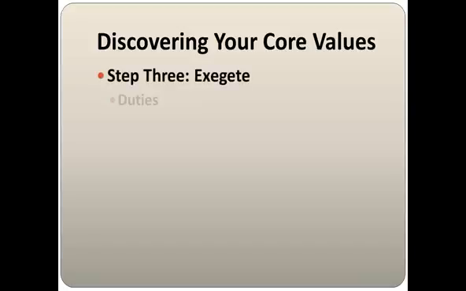Now let's look at step 3. You're going to exegete the core values. What do I mean by that? Well, here are your duties. Someone's got to interpret what you found and evaluated. Someone's got to translate it so people can understand it. Someone's got to explain what is there. Someone has got to interpret the ethos of your congregation. They've got to translate, explain, and interpret it.